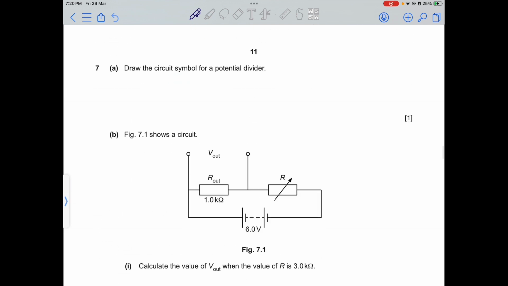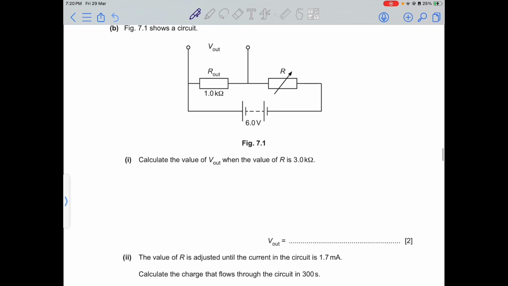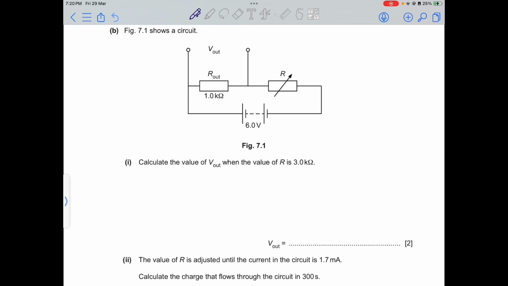Moving on, we also draw a symbol for a potential divider, which is simple. You just have it this way. I'm actually surprised by seeing this question, draw the symbol for a potential divider. Now, figure 7.1 shows a circuit. You have a power supply with 6 volts, and then you have the battery, and then you have V out, V in.